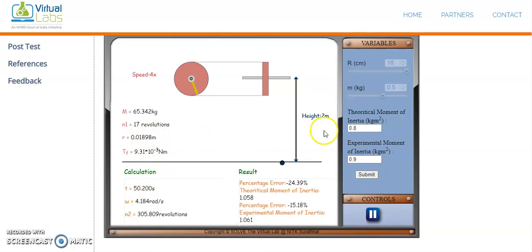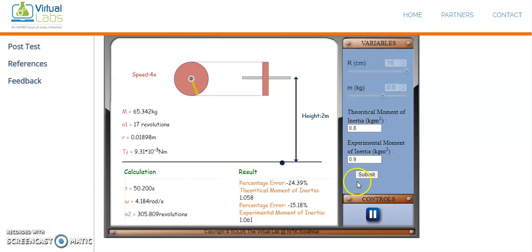Okay, why did we put 0.8 and 0.9? While substituting into this mass moment of inertia formula, when we substitute we'll get this. Okay, the moment of inertia formula we know, in kilogram meter square.